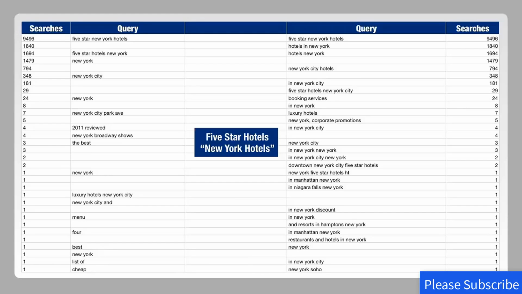So the right side shows us that people are specifically looking for the location after they type in New York hotels. Prior to New York hotels, we see 5-star, reviewed, the best, luxury, menu, the best. So we can get a sense now of how people construct their keyword phrase. So even if we don't have keywords that fully describe the content that we might have on a page, we can use this pattern and apply it to our keyword optimization.